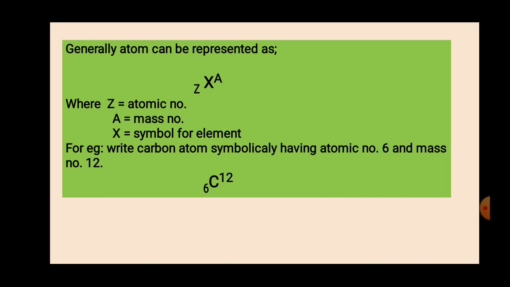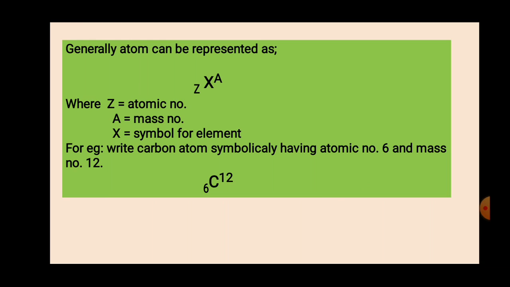Now, generally an atom can be represented as X with A and Z. X is the general symbol for an element or atom. A is the mass number, which is always written in the upper part, as a superscript, and Z, the atomic number, is written as a subscript, or below.